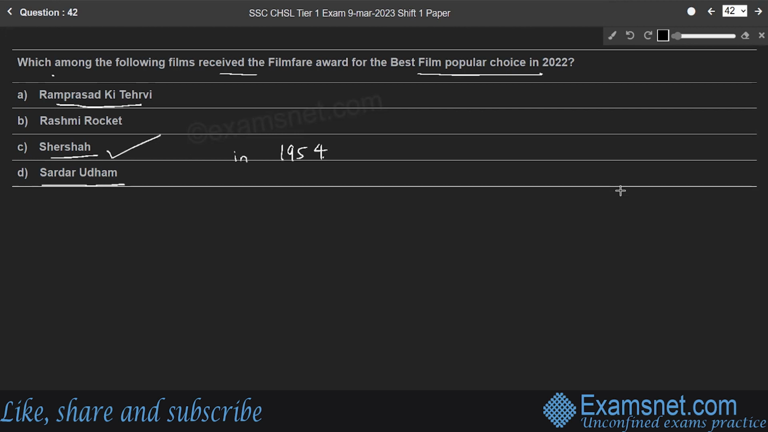The winners are chosen through a voting process that involves members of the film industry, including actors, directors, producers, and critics. Here, the movie Shershah received the Filmfare Award for the Best Film Popular Choice 2022.